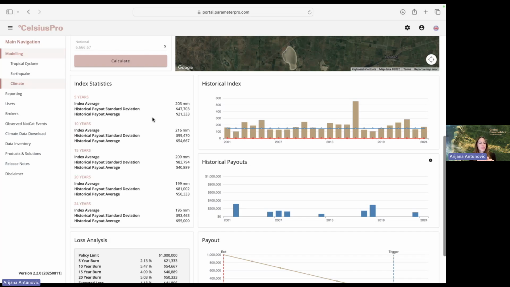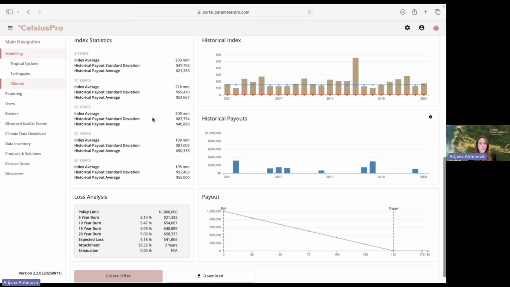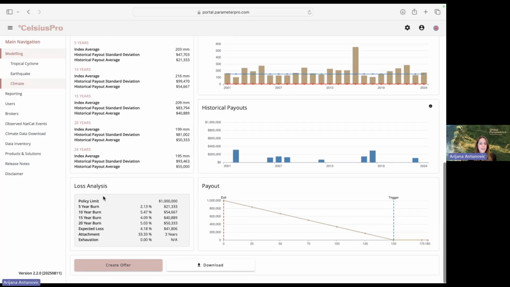Or is the standard deviation quite close year to year in terms of payouts, and they don't deviate that much one from another? So here I also see, when I scroll down to the loss analysis box, my policy limit and then a percentage of the 5-year burn cost, 10-year burn cost, and so on. Below that, I will have my expected loss, and this expected loss will be the blend of all the historical burns.